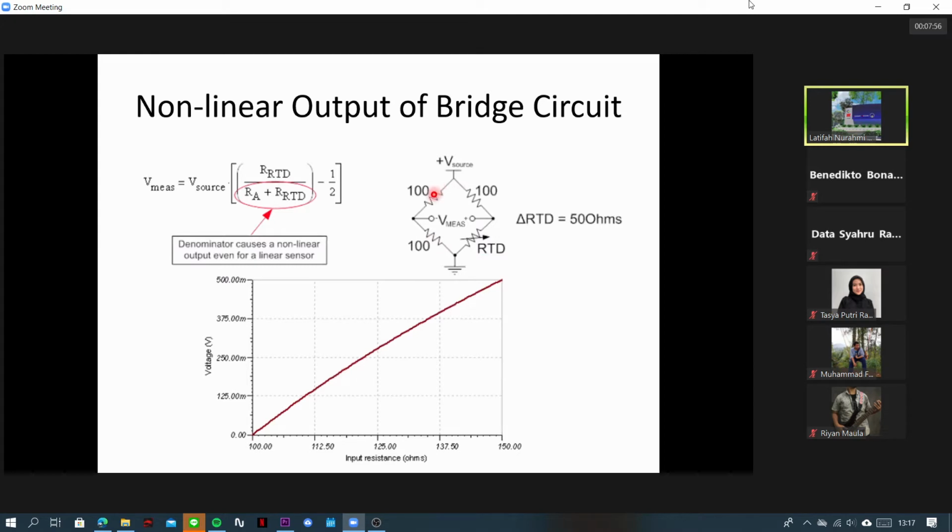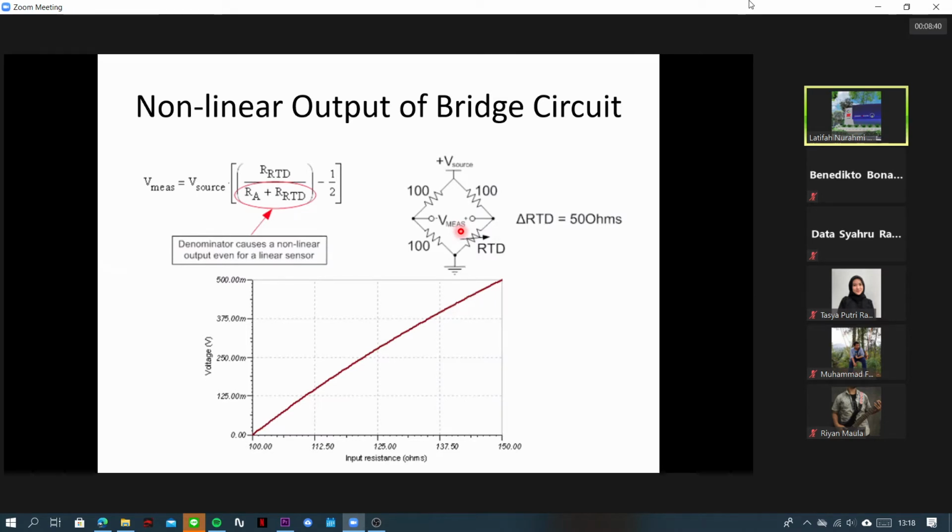Okay, so in a simple way, it is defined like this. We have the Wheatstone bridge with 100 ohm, 100 ohm, and 100 ohm, and here we have the RTD. The RTD here is obtained from the measurement of the temperature. Then with the temperature difference, there is a resistance difference, let's say 50 ohms. And here is the voltage that we want to know.